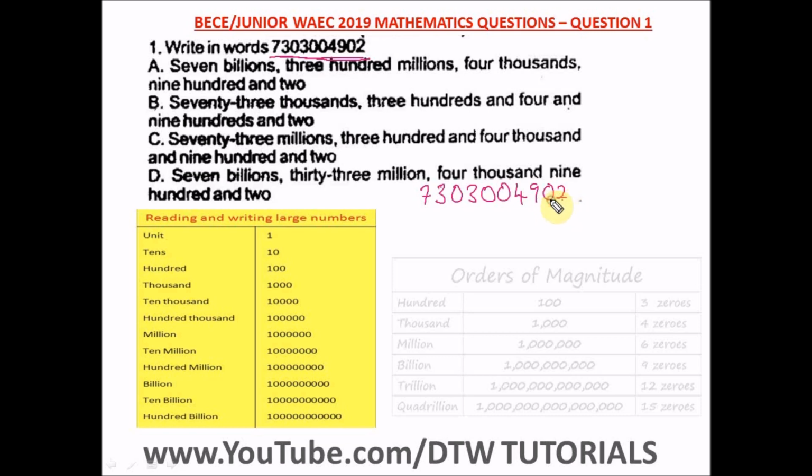So let's count 1, 2, 3. We'll put a comma here. Count another 1, 2, 3. You put a comma here. 1, 2, 3. You put another comma here. So it's easy for us to read out this number.